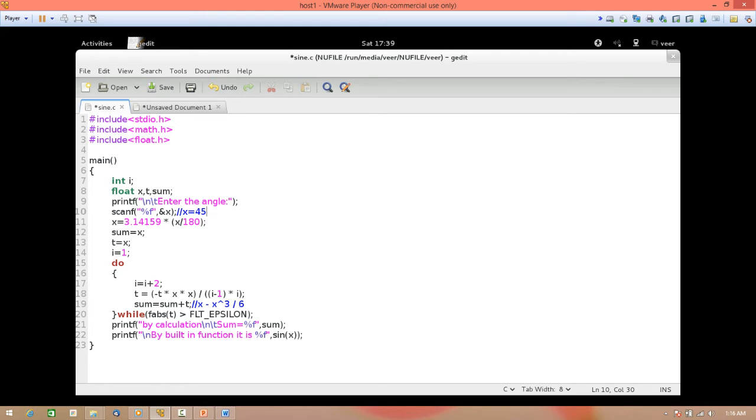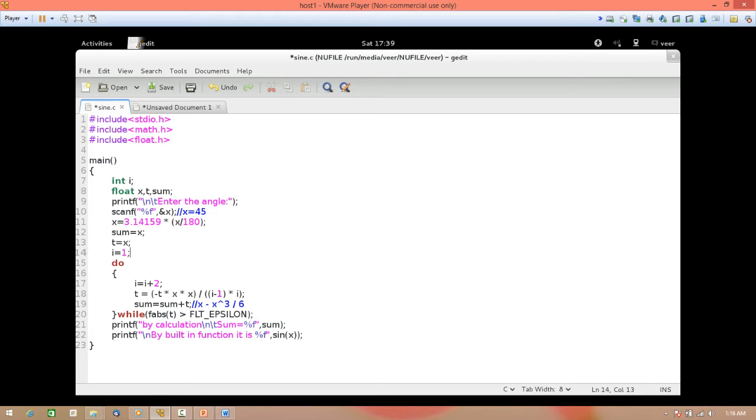Next, we have a statement to enter an angle. So we enter an angle. Suppose we consider x as 45. That 45 value in x is converted to radians form. So it is converted as x equal to pi into x divided by 180. So x will be holding the radian form of the angle 45 degrees.